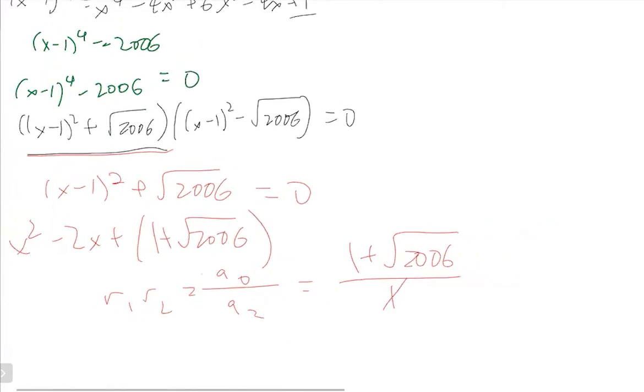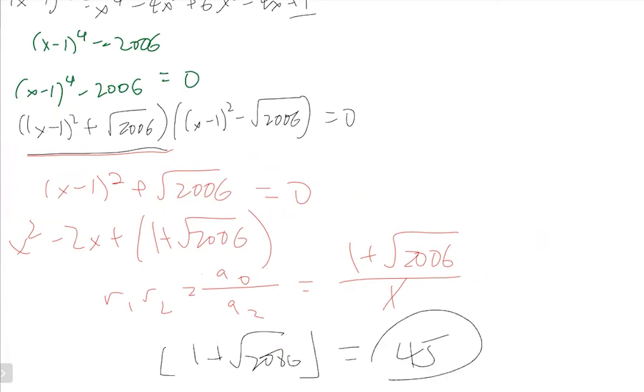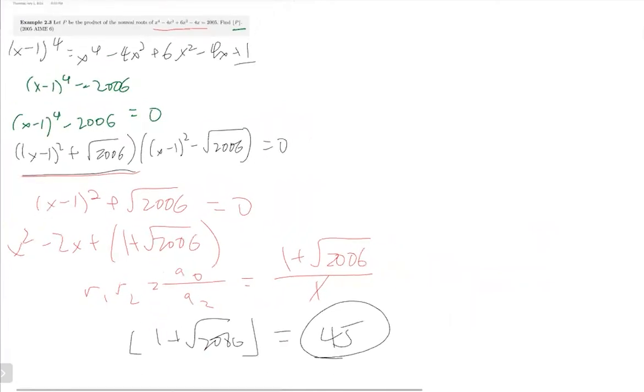Right, so we established then that the floor of 1 plus root 2006 is equal to 45. And that's our answer, right? So you'll notice that this problem was a combination of both realizing a common pattern and then using that to factorize it, and then using a common factorization again, the difference of squares, to factor it again. And then finally using Vieta's formulas to finish off the problem.